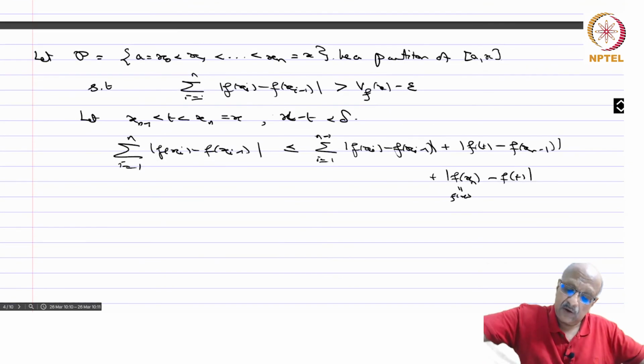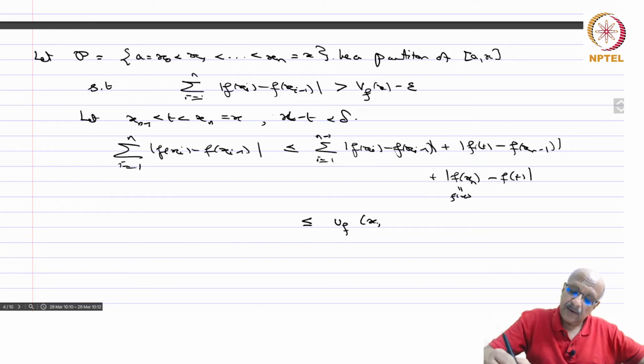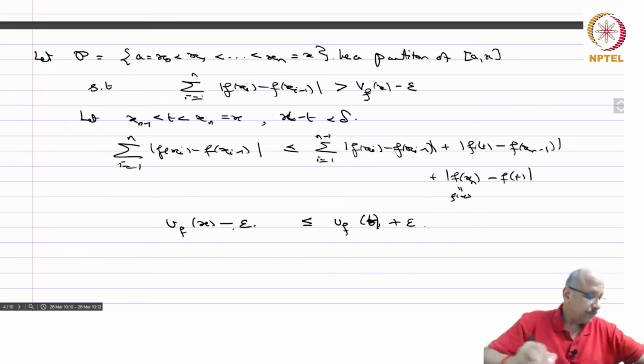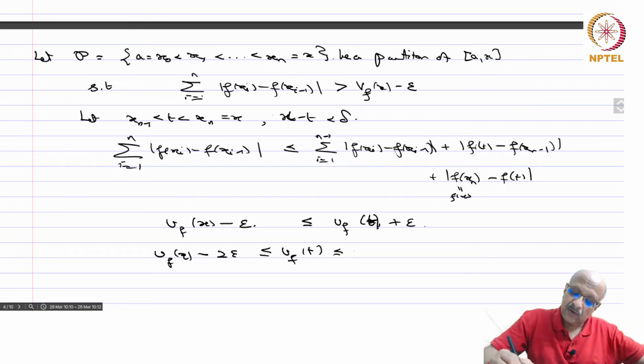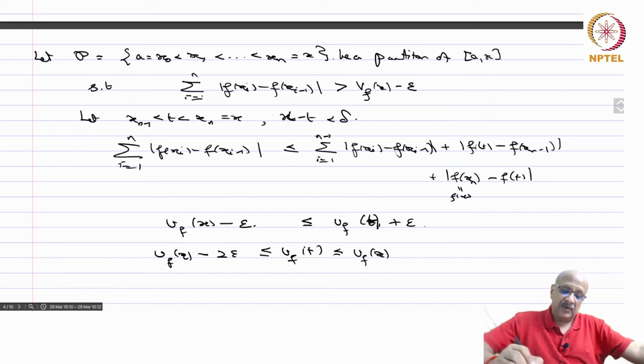So this is less than or equal to Vf of x t plus Vf of t, because I have a partition here and then I have added t as a point, and the last term is less than epsilon. Okay, and the left hand side is bigger than Vf of x minus epsilon. So Vf of x minus 2 epsilon is less than or equal to Vf of t, and that is less than or equal to Vf of x because x is bigger than t.